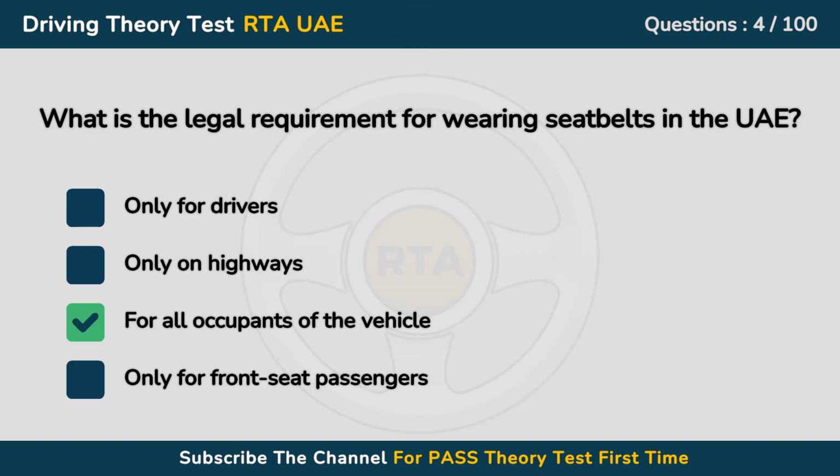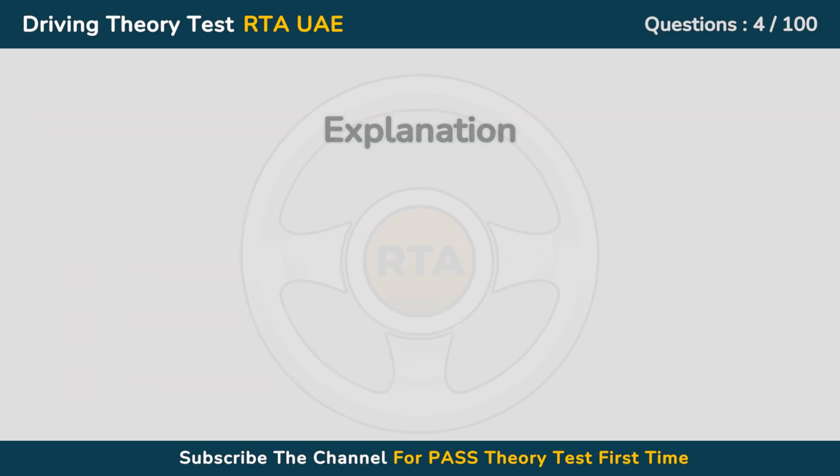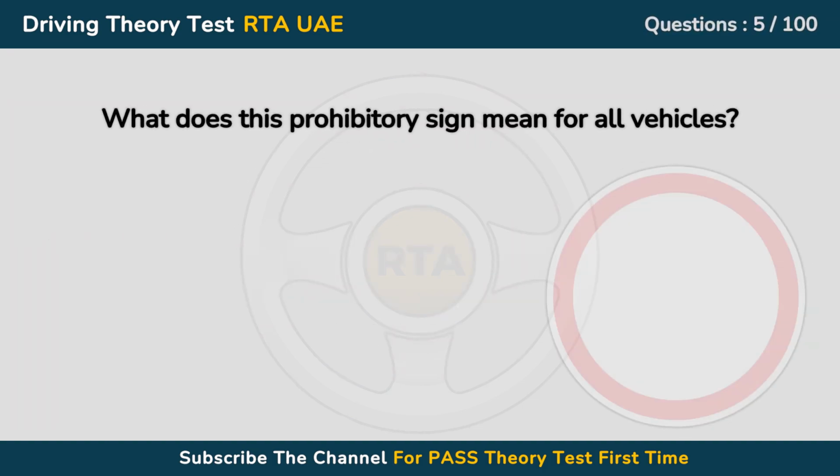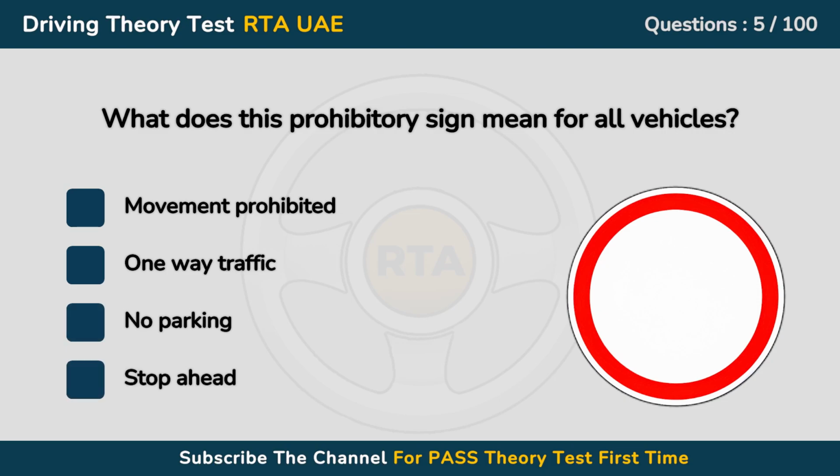Answer is C. For all occupants of the vehicle. In the UAE, it is mandatory for all vehicle occupants, both front and rear, to wear seat belts at all times for their safety. Question 5. What does this prohibitory sign mean for all vehicles?